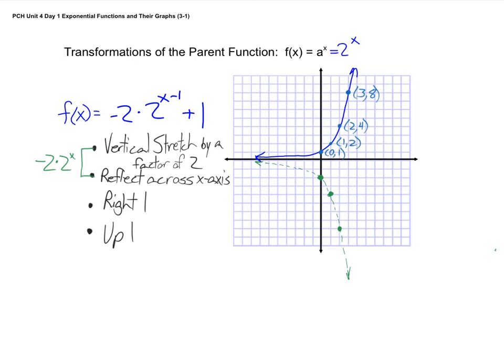So I always leave my transformations until last. So now I had the point 0, -2. I'm going to move that to the right 1 and up 1. I'm going to move my next point to the right 1 and up 1, to the right 1 and up 1. And there's one other thing here that we may forget about, but it's going to be translated as well.